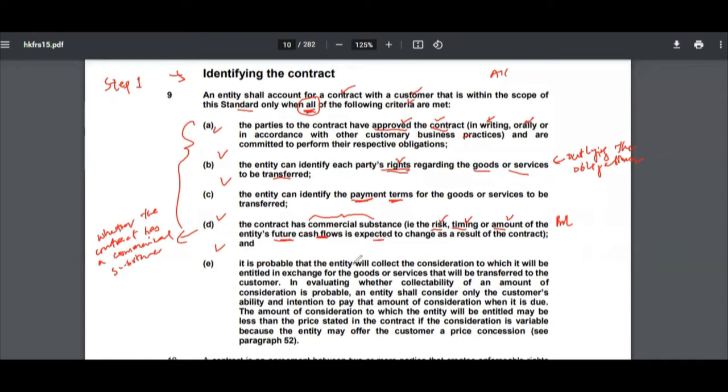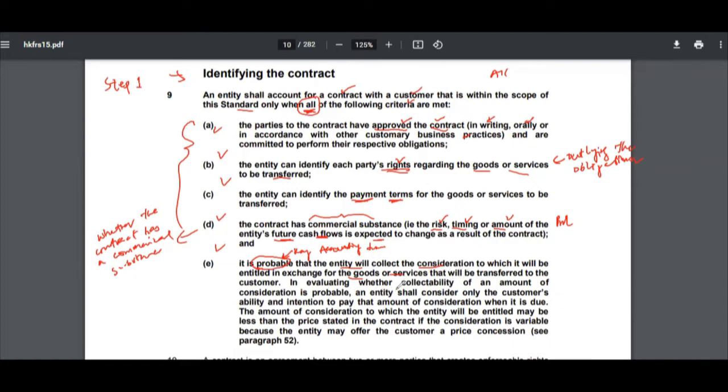Then the last point is that it is probable that the entity will collect the consideration to which it will be entitled in exchange for goods or services, right? All it's saying is that when the company delivers goods or provides services, the company is expected to receive payment, and it is probable, right? This is another key accounting term. It should be probable that the entity is going to receive that money after providing those goods or services.